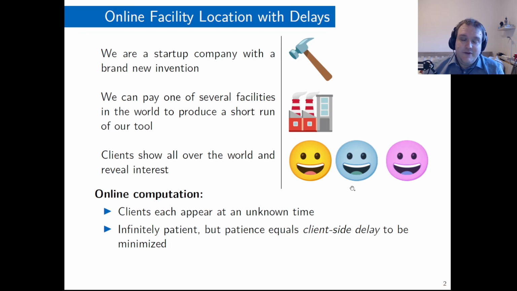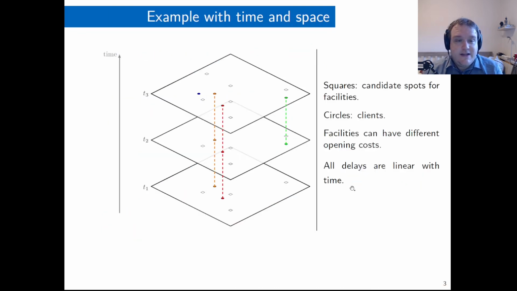So you can see that we think of them as circles. Let's see an example that's more mathematical. Time flows in this picture going up, and then we see the metric space that we're working on. You can see there are copies corresponding to slices of time of this metric space. In this metric space, you can see our smiley faces, our circles corresponding to clients, and gray squares, which correspond to the positions of potential facilities, where we can open a facility, meaning paying the facility for a short production run of our tool.